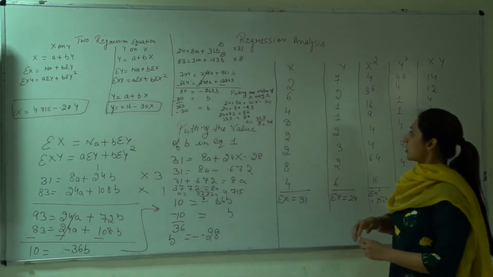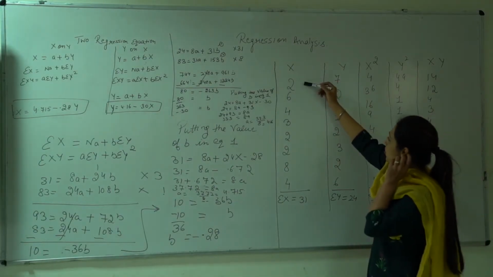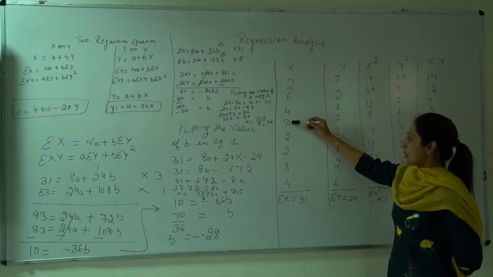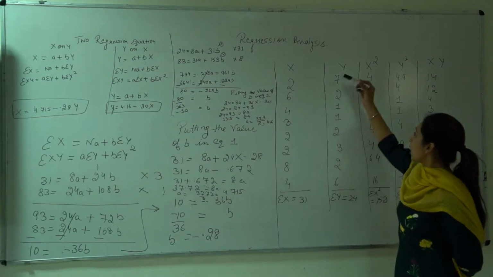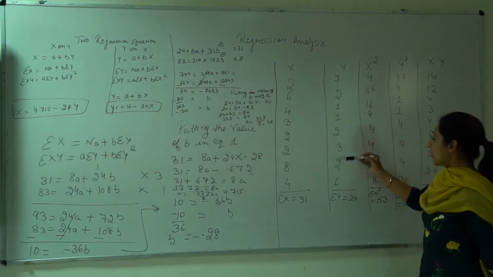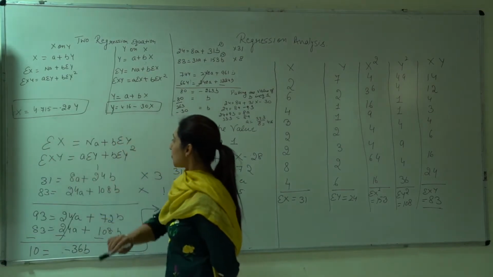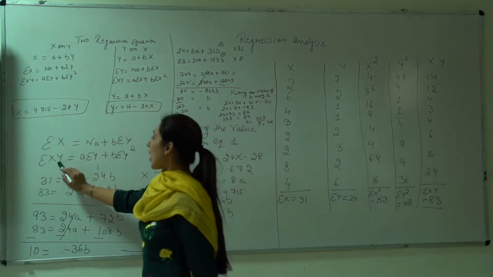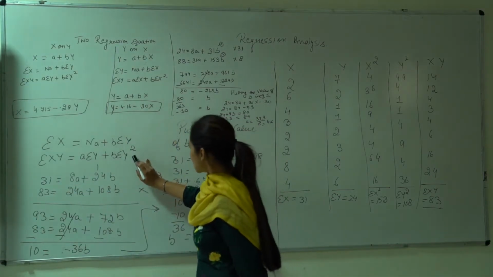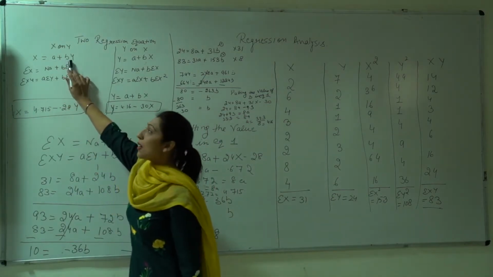Coming to the question, there will be two variables, x and y. The values of x are given as 2, 6, 4, 3, 2, 2, 8 and 4. The y values are given as 7, 2, 1, 1, 2, 3, 2 and 6. As per the formula, we have to calculate summation x, summation y, summation xy, and summation y square. From these two equations, we have to find the value of a as well as b.